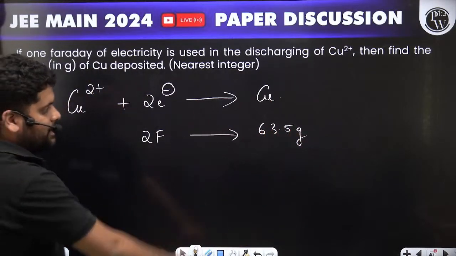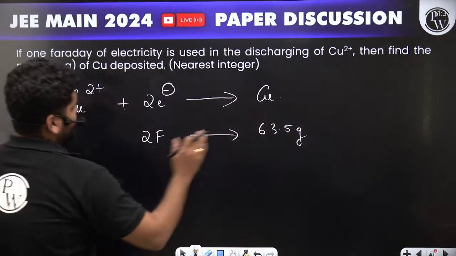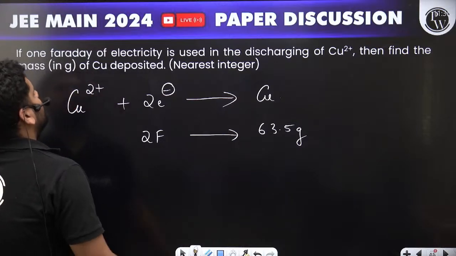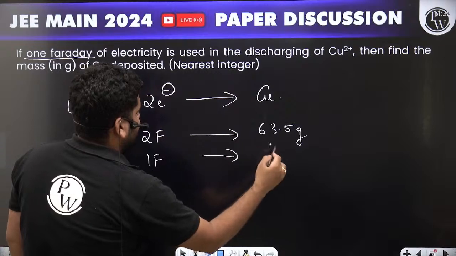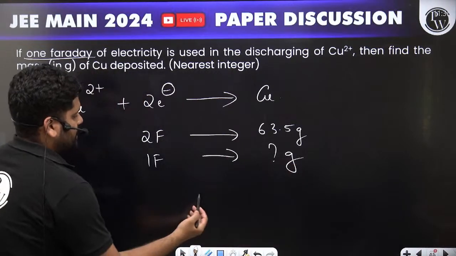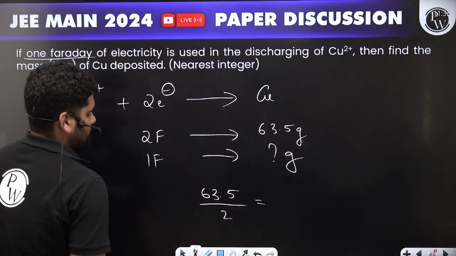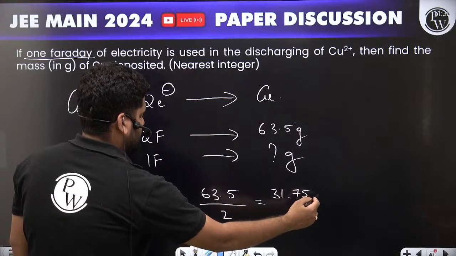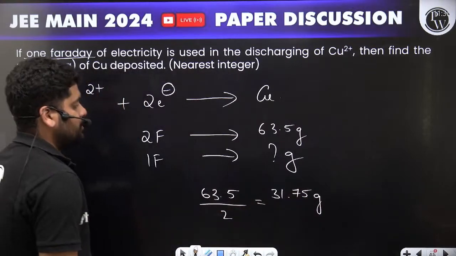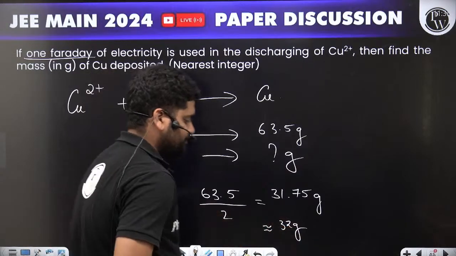Molar mass, or atomic mass, of copper is 63.5 grams. For 2 Faraday it is 63.5 grams. The question is, if you use 1 Faraday, then how many grams? 63.5 divided by 2, which is 31.75 grams. That's it. So the nearest integer is going to be 32 grams.